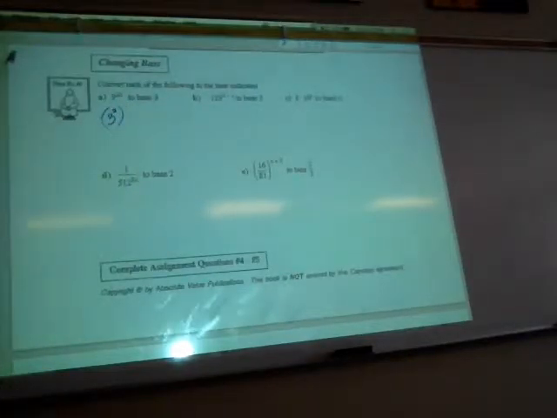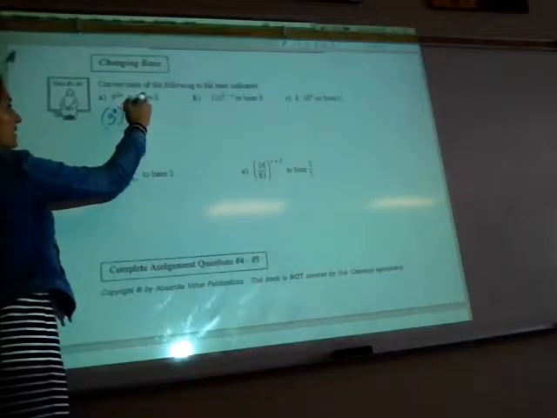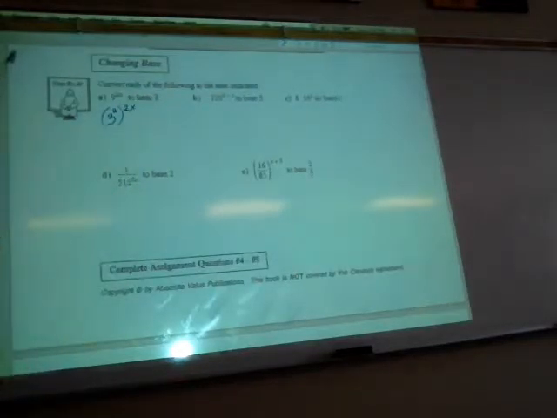Just by rewriting it. Okay, but 9 was to the power of 2x. So we have 3 squared to the power of 2x. And we just have to simplify now. Okay, 3 to the power of 2 times 2x is 3 to the power of 4x.